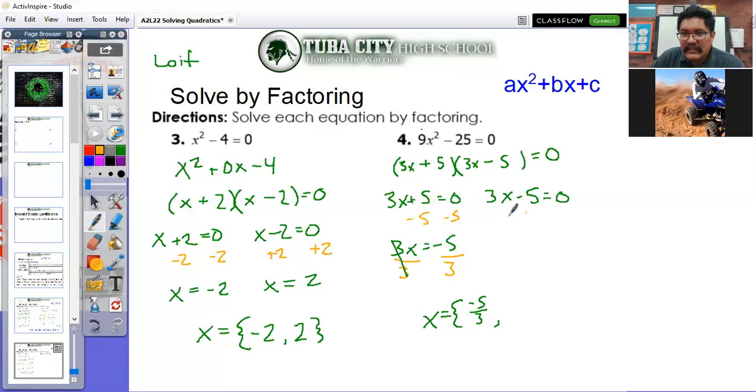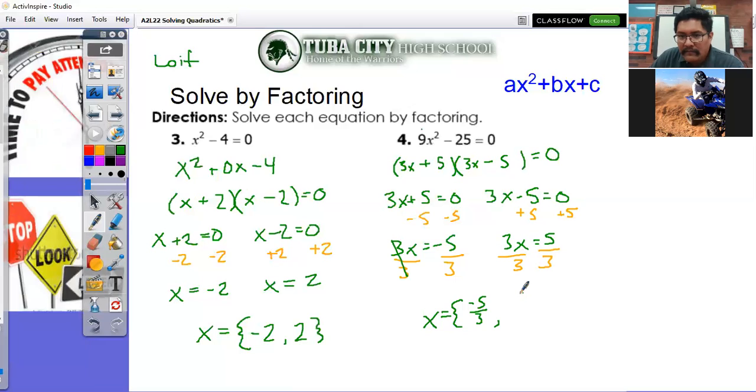And I'm going to go ahead and do the same with this side here. It's very similar to the first one, because I'm going to add 5 to both sides, and that gives me 3x equals 5. Divide both sides by 3. And this is going to be positive 5/3. And those are the two solutions that we are looking for.